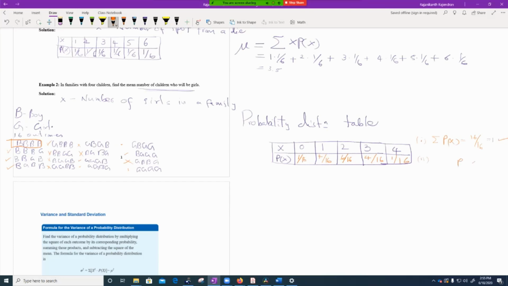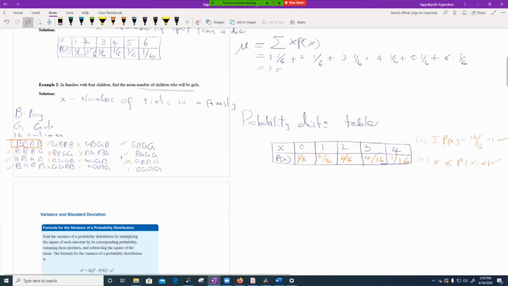All the p(x) should be between 0 and 1 inclusively. Yes, all the values are between 0 and 1. Therefore, two conditions are satisfied. This is a correct probability distribution. Okay, so once you have the probability distribution table, then things are very easy now.